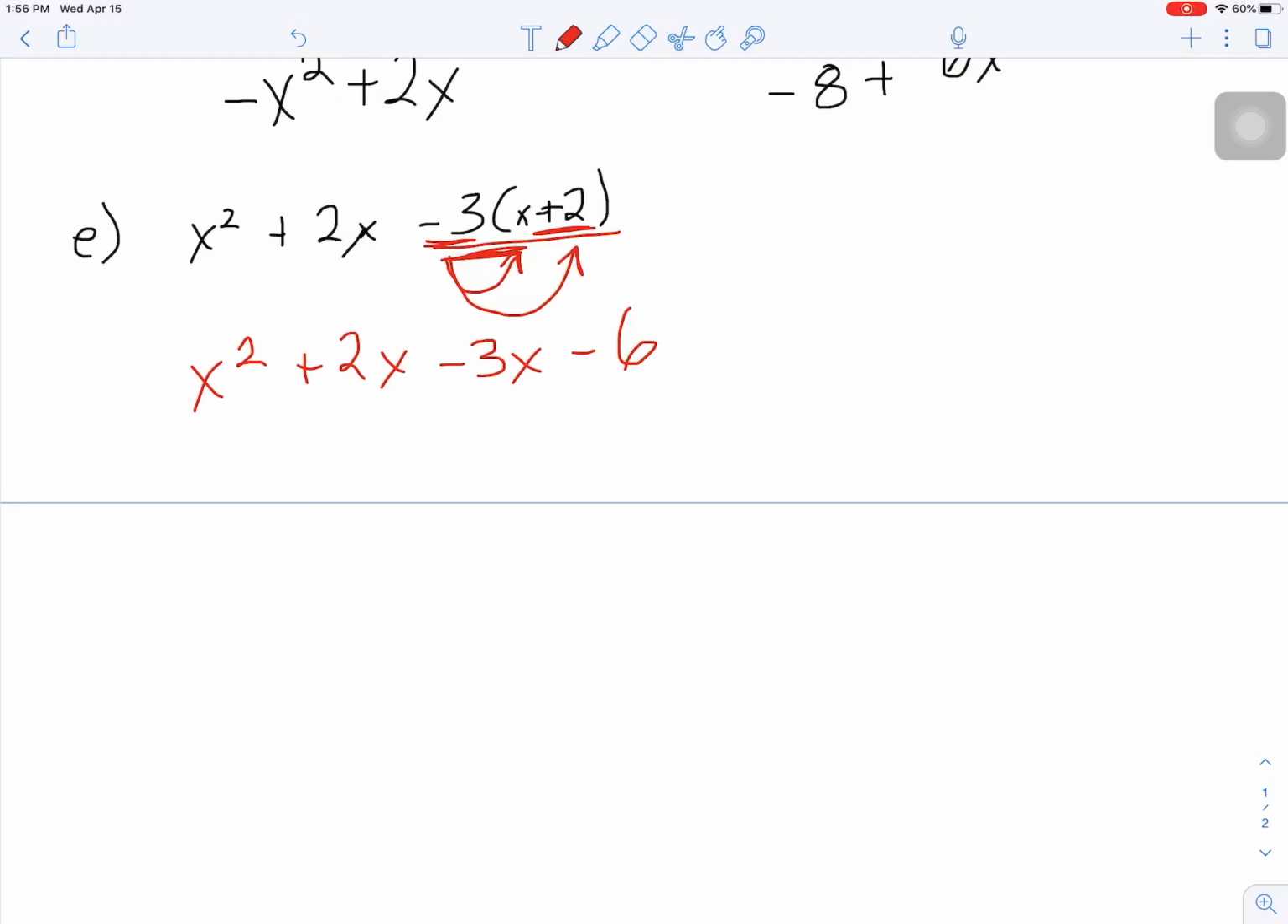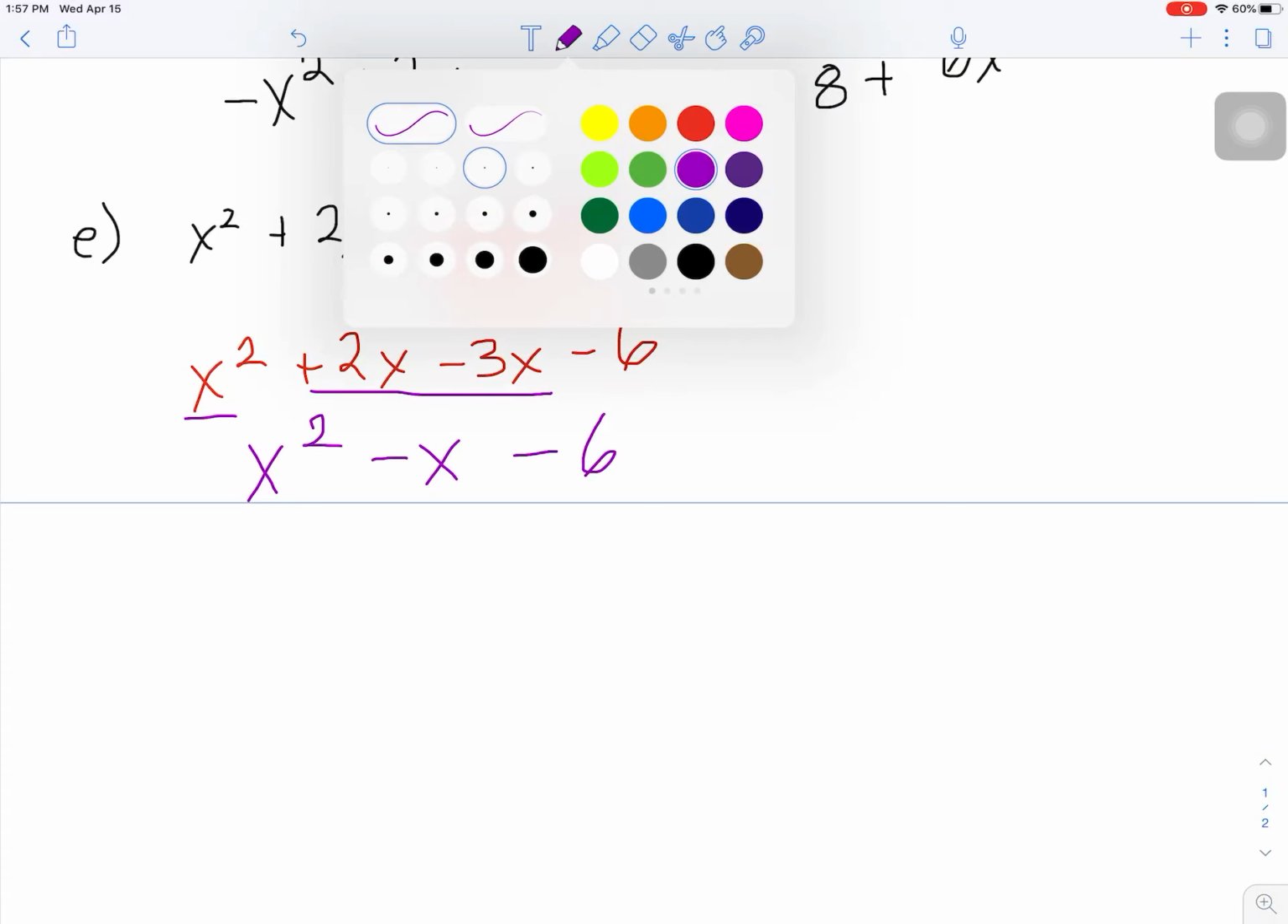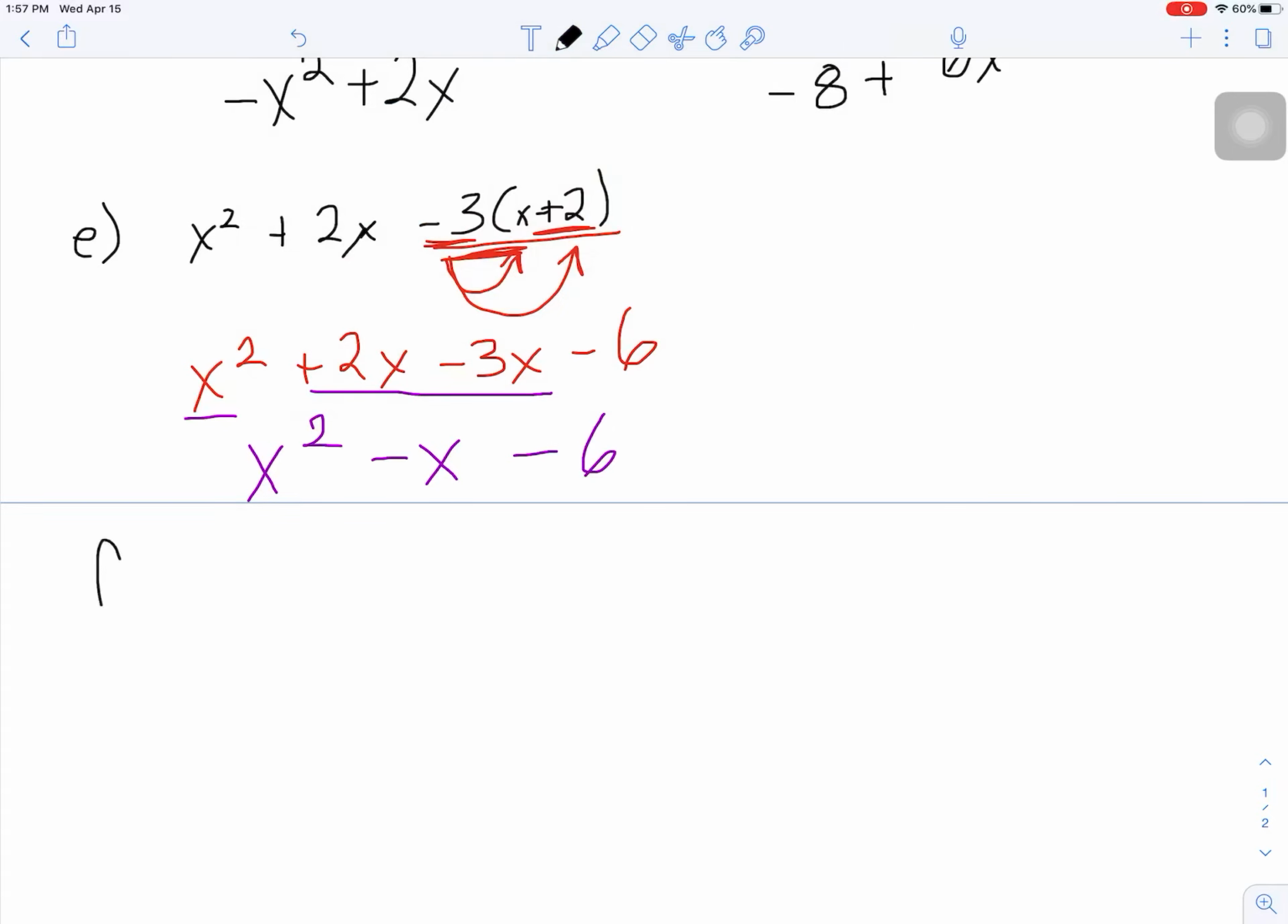Now we're not finished here because we do have some like terms that we need to deal with. And you can see that these are like terms. They're just plain old x's. We have 2 x's and then we're taking away 3 x's. So once we do that, you'll see that we have a negative x. We can't take away x squared because that's a different thing. So we have x squared minus x minus 6, and that would be your final answer.